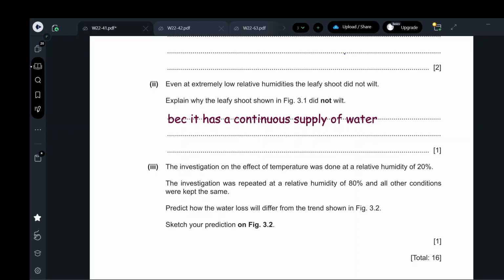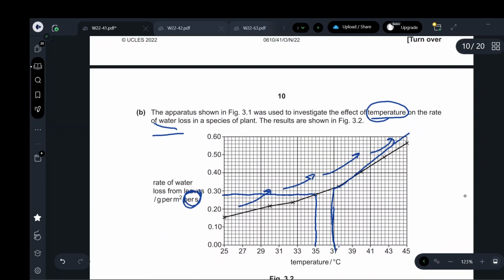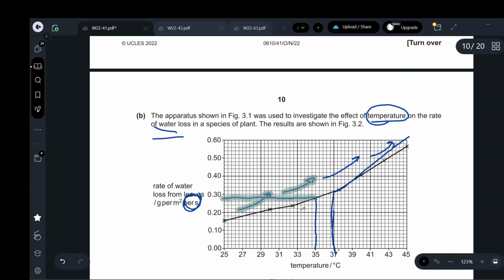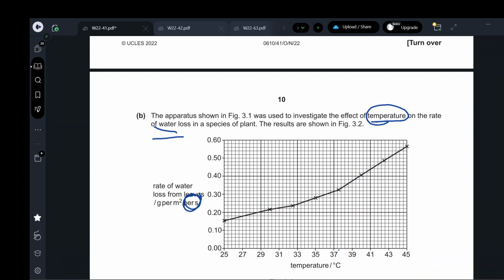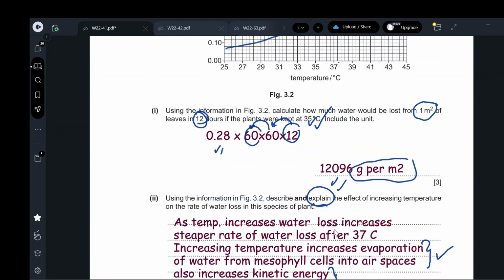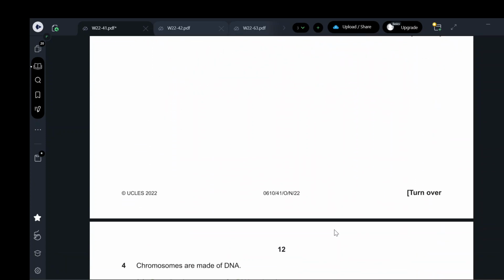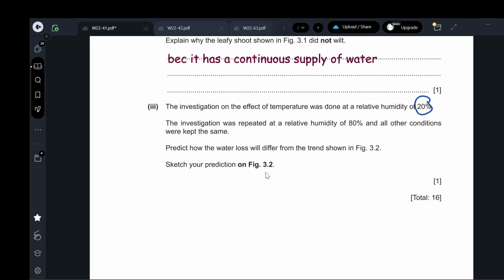The investigation on the effect of temperature was done at a relative humidity of 20%. It was repeated at a humidity of 80%. Here, the humidity was 20%. I repeated this experiment again with 80% humidity. So when the humidity is higher, transpiration will be lower. Therefore, I will draw the same shape of graph, but lower than the original one. He asked you to draw it on the graph. Since there is higher humidity, there will be less transpiration. Higher humidity means less transpiration. Sketch your prediction. This is what we did.